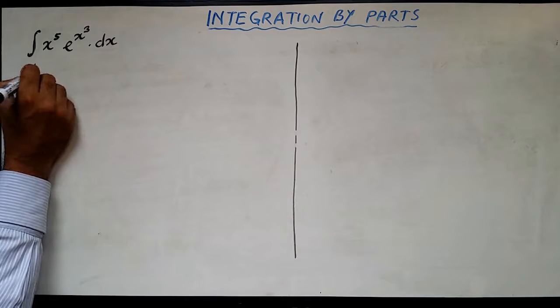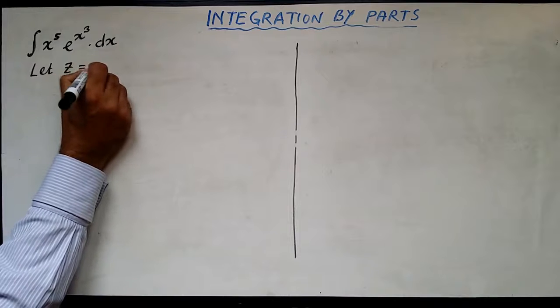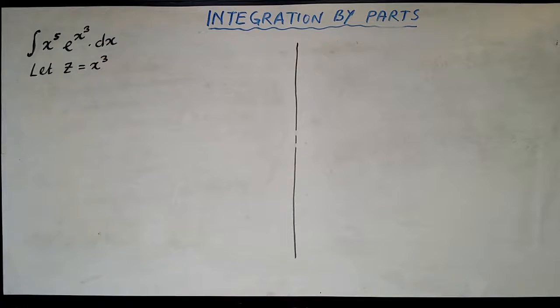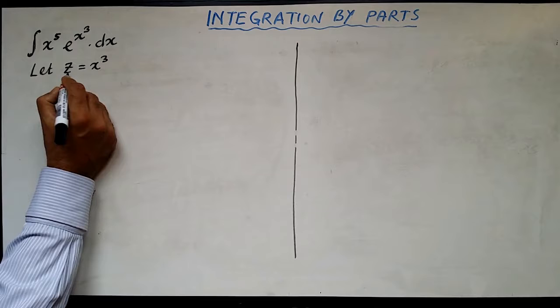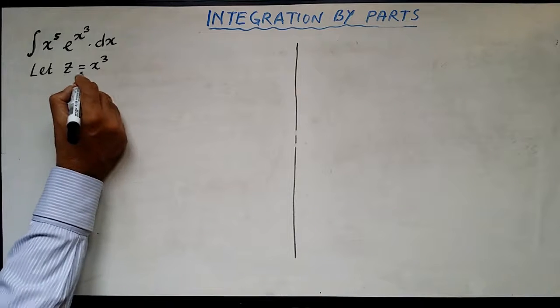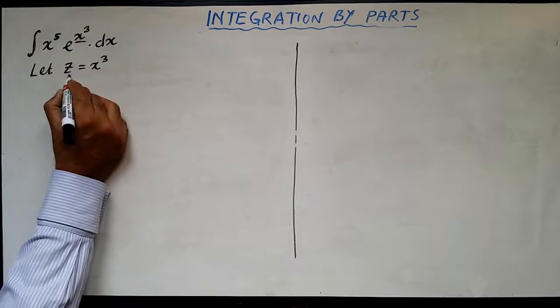So we will say, first of all, let z be equal to x cubed. The reason we have put z is because we will be finding u and v. We'll be having expressions of u and v in the integration by parts part of the problem. Okay, so let us substitute first. So we are applying substitution first. z is equal to x cubed, so we are substituting this one with z.